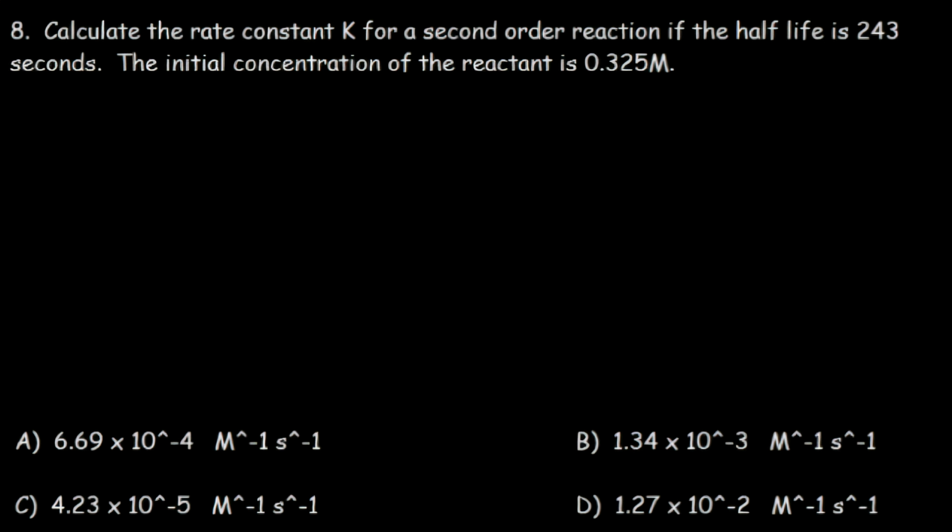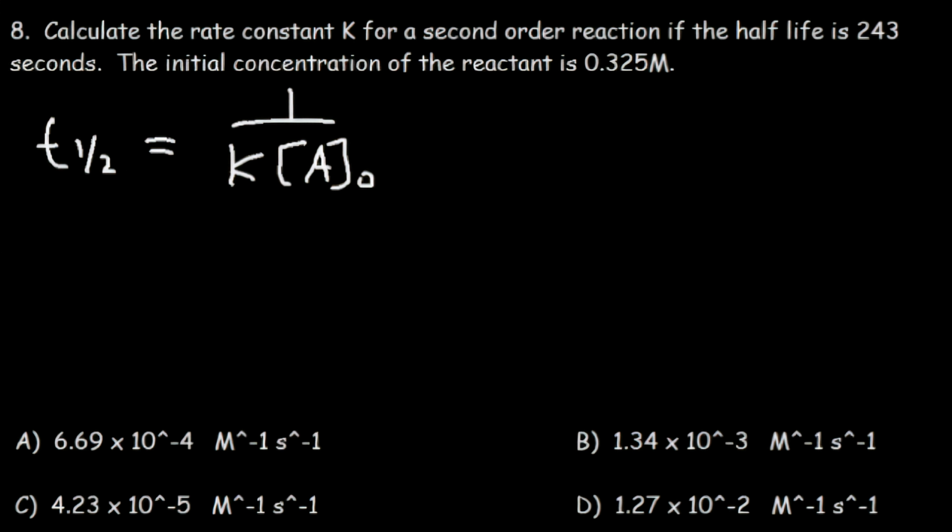Number 8. Calculate the rate constant k for a second order reaction if the half-life is 243 seconds. The initial concentration of the reactant is 0.325. The equation that we need is this one. Half-life is equal to 1 over the rate constant times the initial concentration. Now, we need to solve for k.